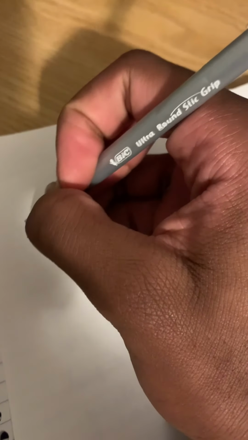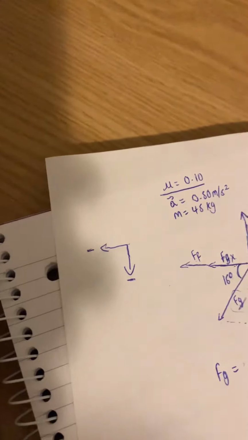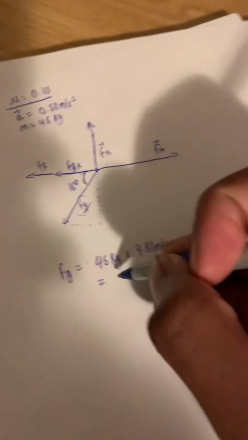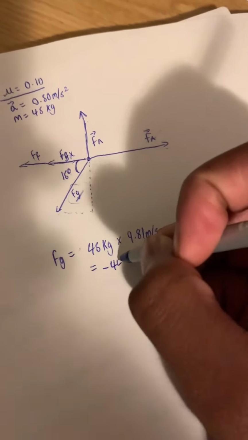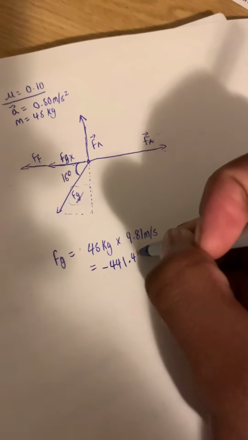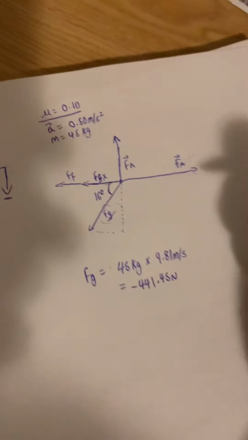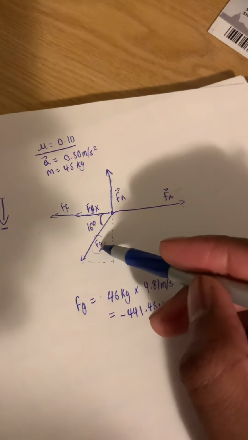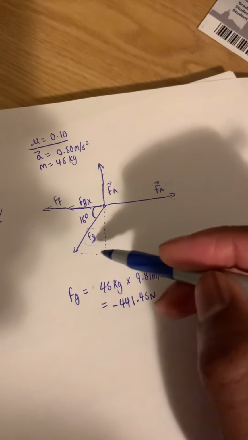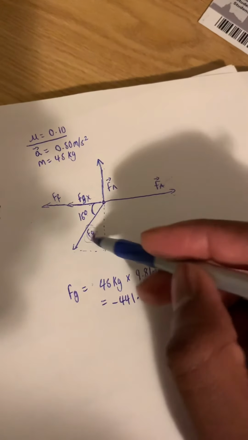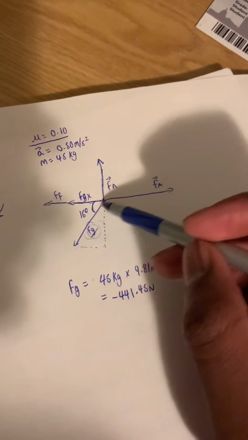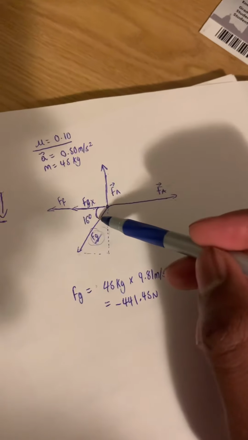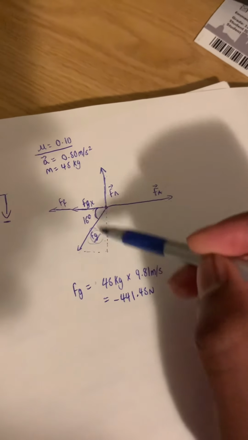And then this is also negative. So that's negative 441.45 newtons for our gravitational force. Now the next step is to figure out the x component and the y component of gravitational force with this angle right here. So we're going to need to do sine and cosine to figure out Fgy and Fgx.